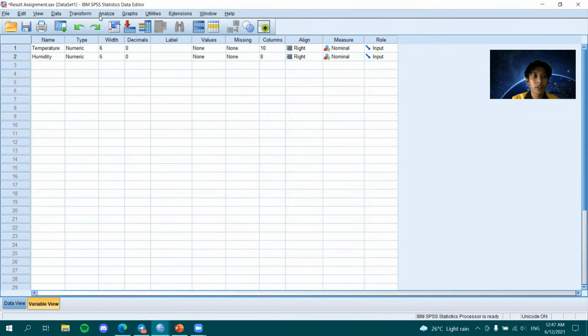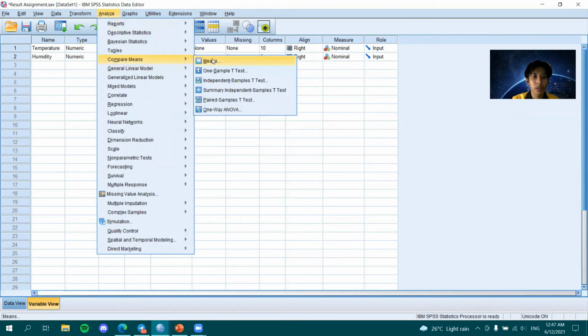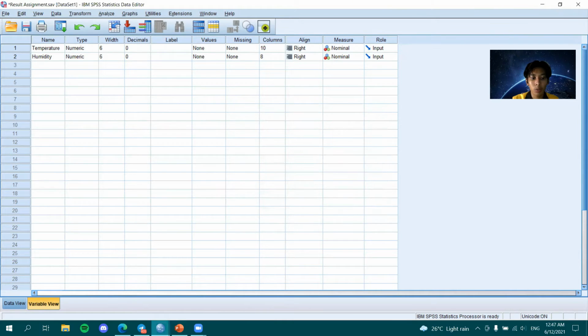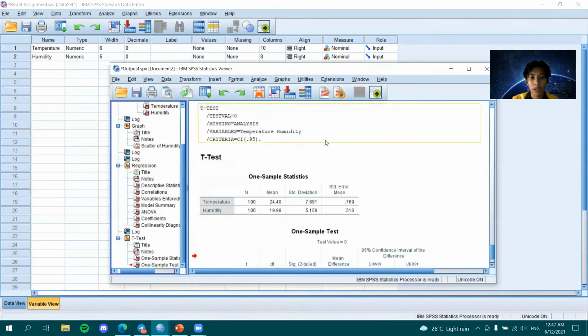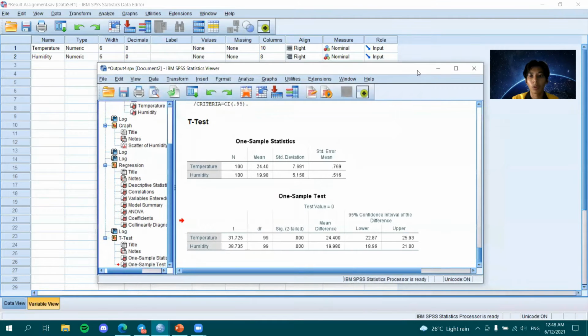Last but not least, to analyze the last step, which is the sample test, we use analyze. That means we choose one sample t-test and we put the test variable that we need, and we press OK. After that, we will get the table shown here, which is the t-test, one sample statistics, and the table for one sample test. And that's all for the SPSS simulation.